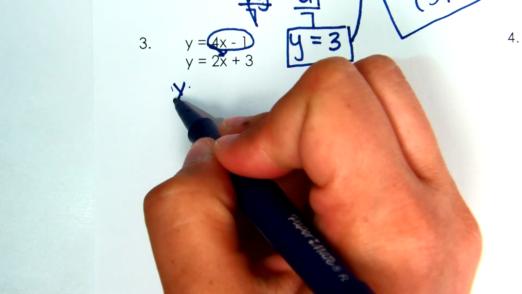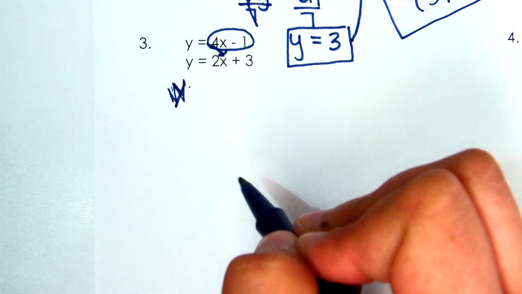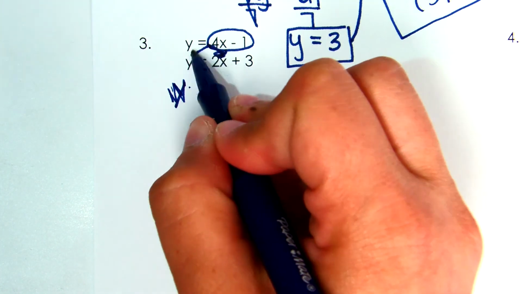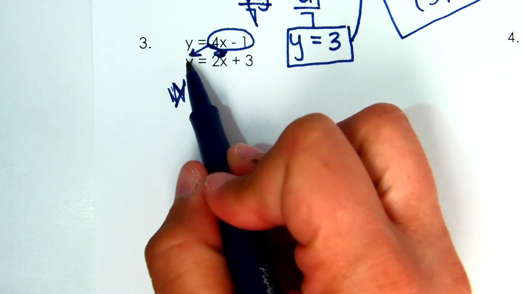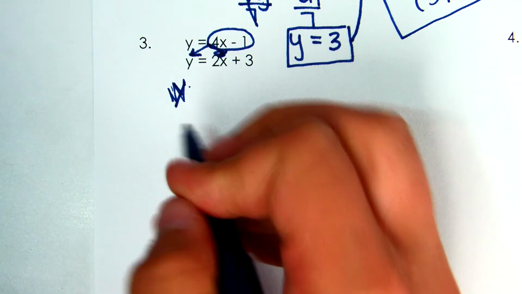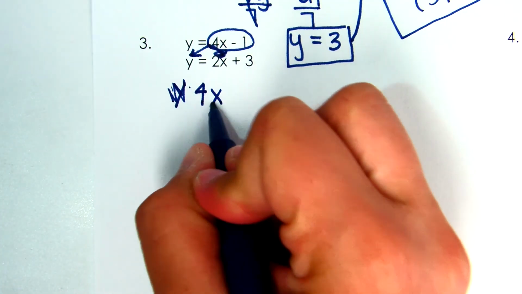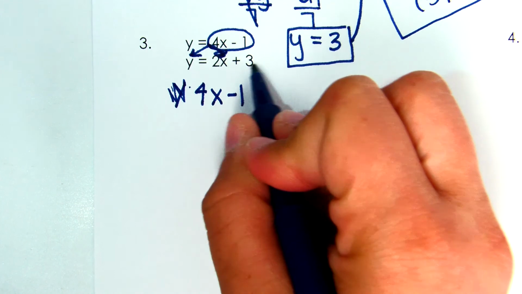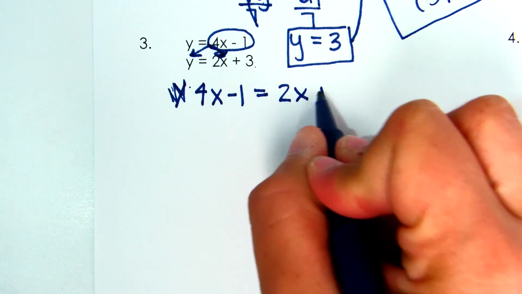I just made a mistake. I'm not plugging 4x minus 1 in for x, I'm plugging it in for y. So instead of y, I have 4x minus 1. So 4x minus 1 equals the rest of the equation, 2x plus 3.